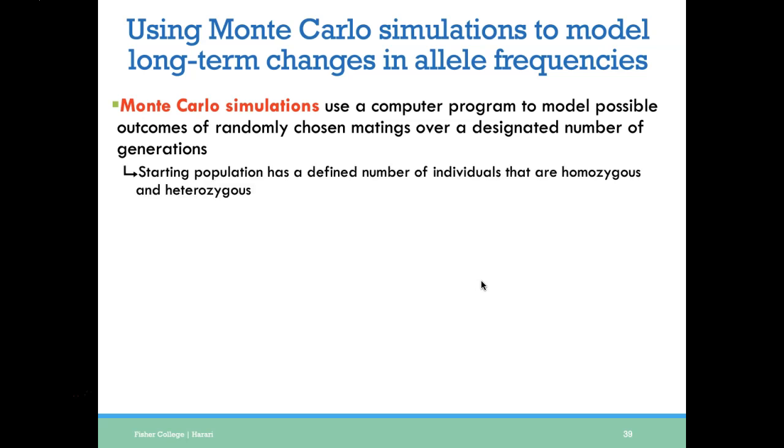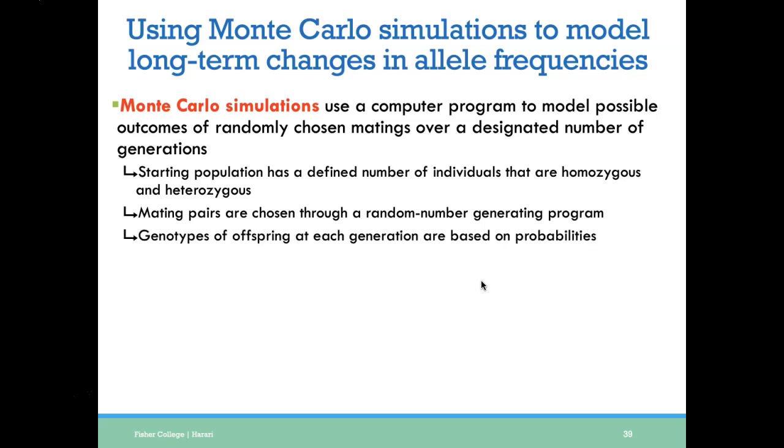The Monte Carlo program has a starting population with a number of individuals that are homozygous and a number of individuals that are heterozygous. You can type this into the program. You start off with a population of how many heterozygotes and how many homozygotes of a certain trait. And the computer uses a random number generator to choose an outcome for each mating pair event. So it's saying, what if this big A little a individual mates with this big A big A? What is the chance that the heterozygote will give the little a? And then multiply that by the probability of big A giving a big A, which is going to be one. So they figure out the genotypes of the offspring at each generation based on these probabilities.